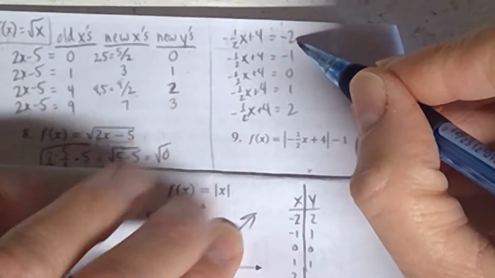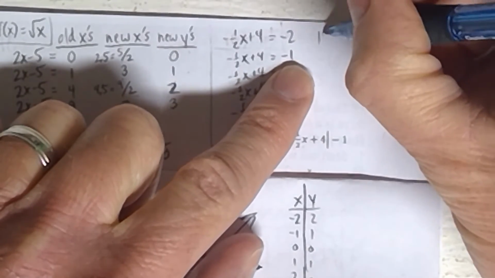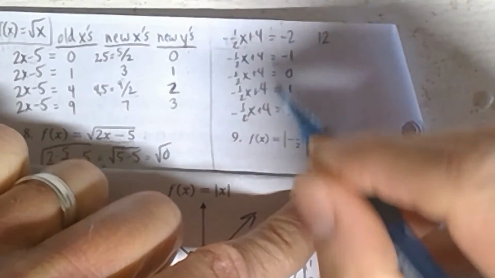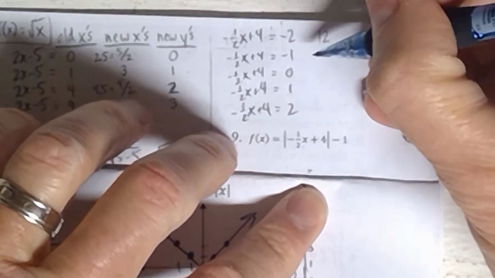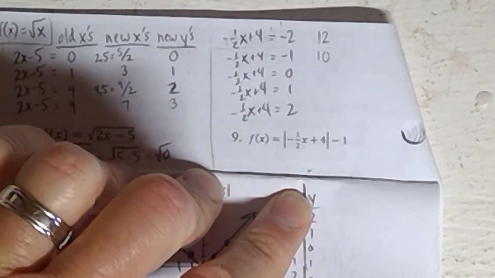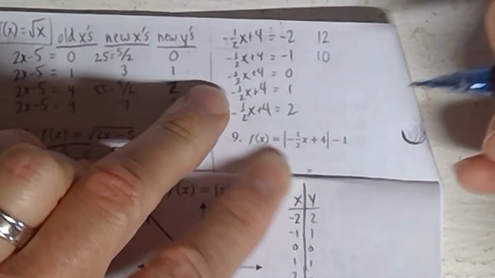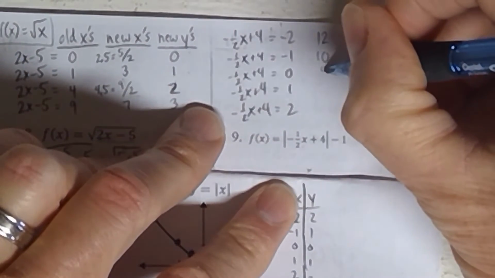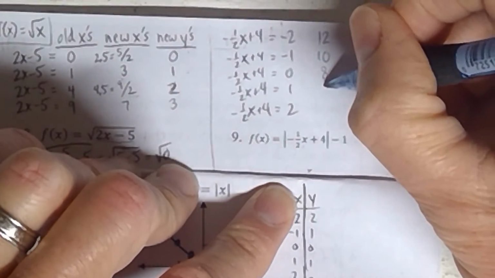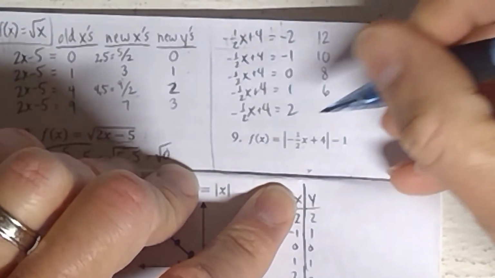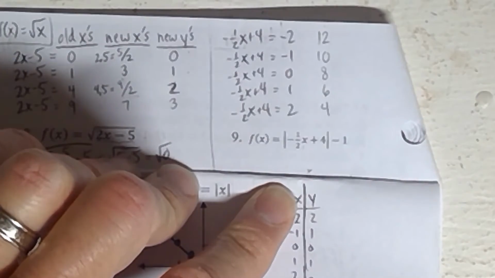Negative 2 minus 4 is negative 6. If we multiply that by negative 2, we get positive 12. All right, let's do the same thing on the other 4 here. Negative 1 minus 4 is negative 5 times negative 2 is 10. 0 minus 4 is negative 4 times negative 2 is 8. All right, 1 minus 4 is negative 3 times negative 2 is 6. And finally, move over the 4, we get negative 2 times negative 2 is 4.